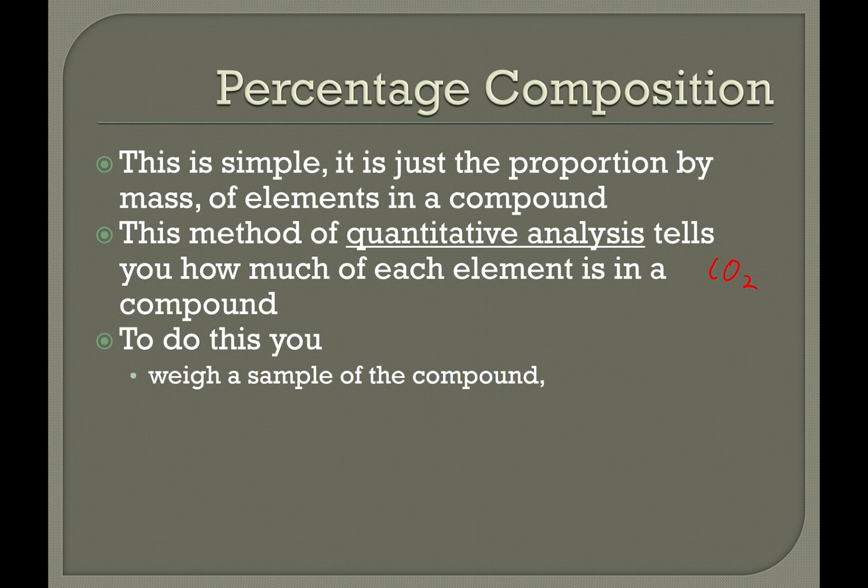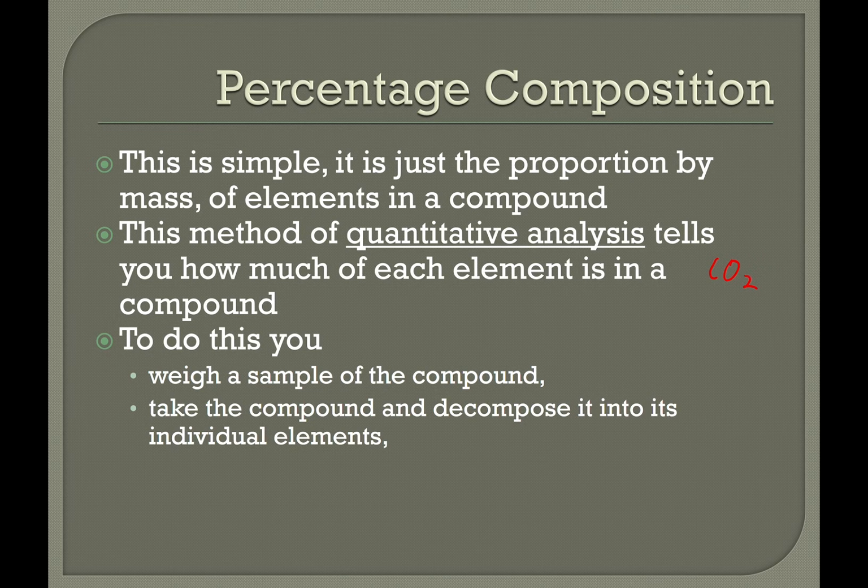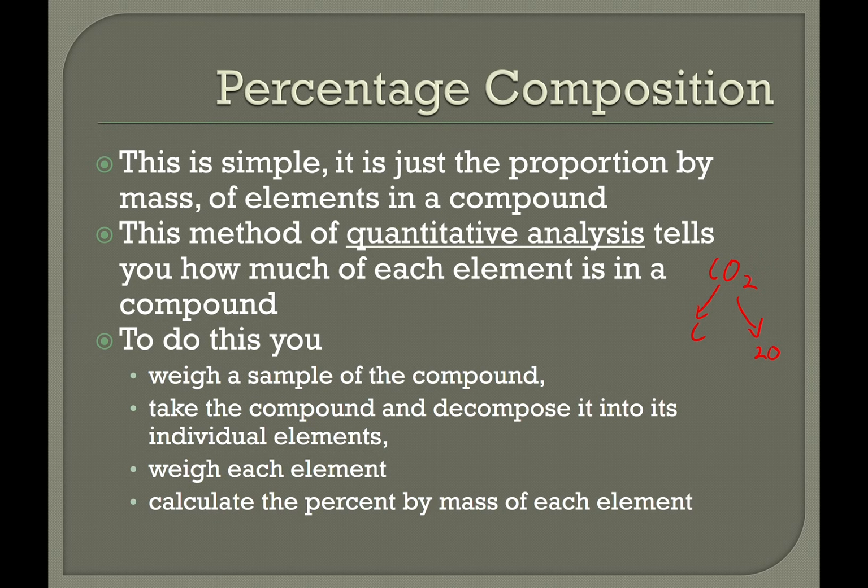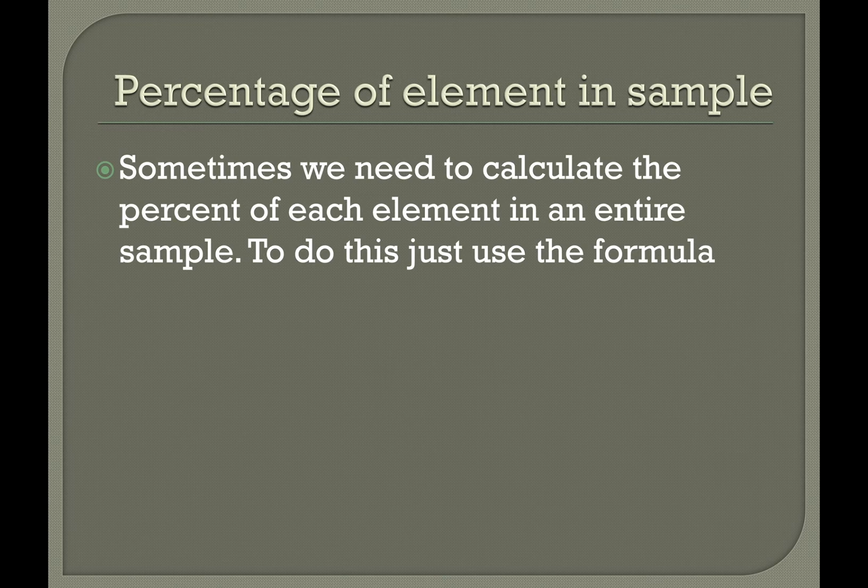So to do this, we weigh a sample of a compound, take the compound and break it down, decompose it into its individual elements, into carbon and into 2 oxygen. We then weigh the masses of carbon and oxygen, and we can calculate the percent by mass of each of those elements in that compound. But what we need to know is how much the total is and how much each of the parts are.